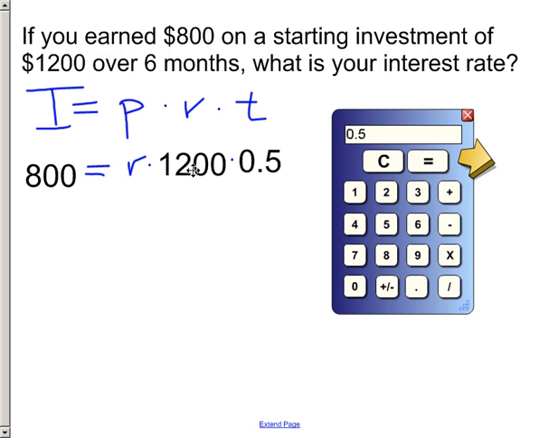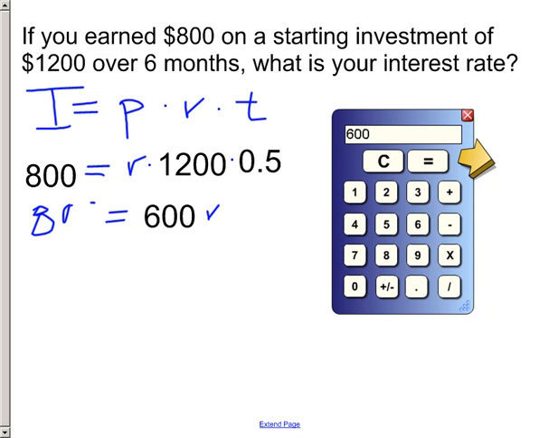To do this, I'm going to take my 0.5 and I'm going to multiply it by the 1,200 because I know that those two need to be multiplied together. I get 600 for my answer. So what I have is 600R, and that's going to equal 800.